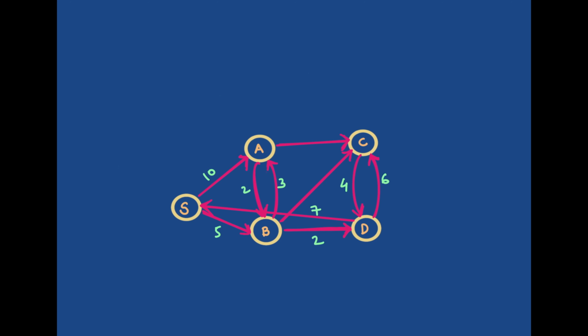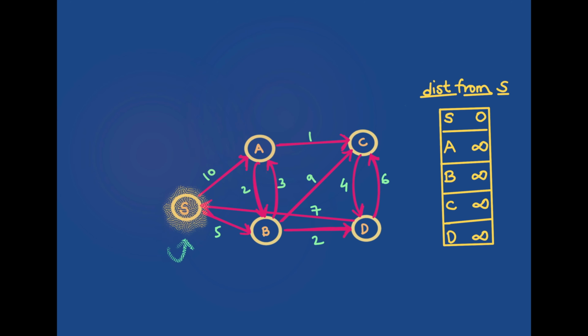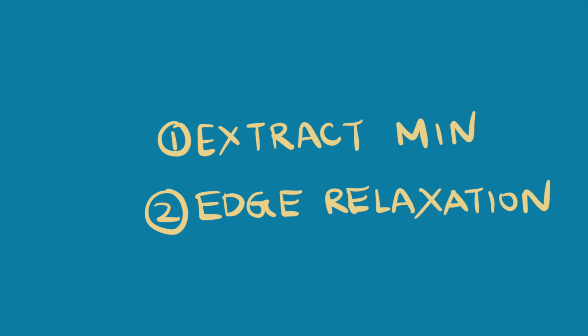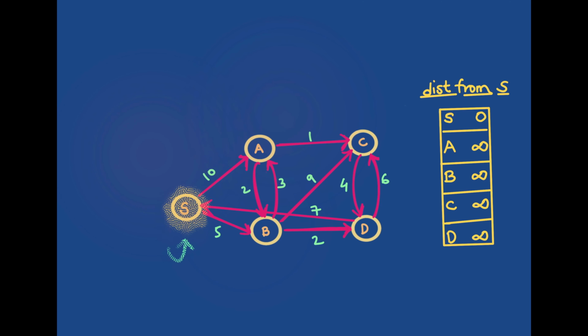Say we have the following directed graph with non-negative edge weights. S is the source vertex, and let us calculate the shortest distance from S to other vertices in the graph. The distance from S to S is 0. For the rest of the graph, the distance is initially set to infinity. Now we start the algorithm. Initially, all the vertices are unvisited.